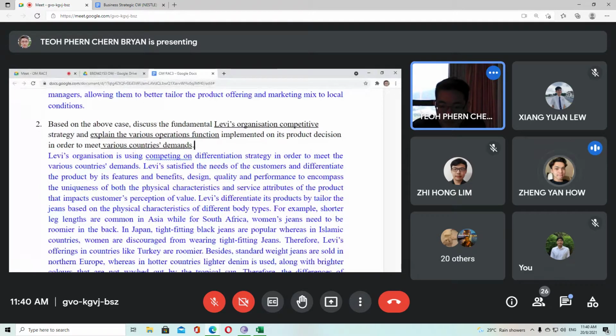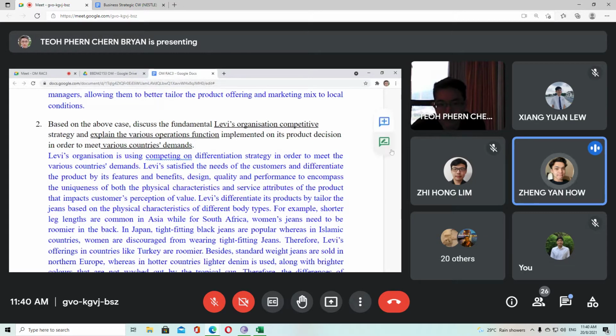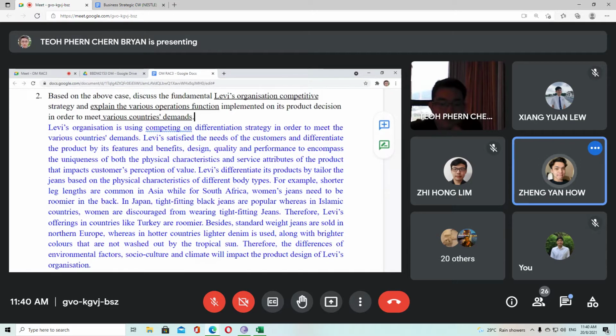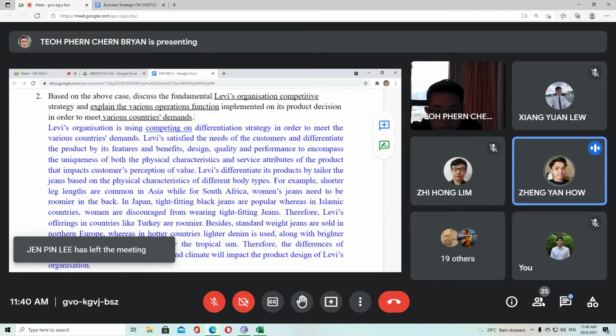So I'm going to present question two. Based on the above case, discuss the fundamental Levi's organization, competitive strategy, and explain the various operation functions implemented on its product decision in order to meet various countries' demands. So, Levi's organization is competing on a differentiation strategy in order to meet the various countries' demands.